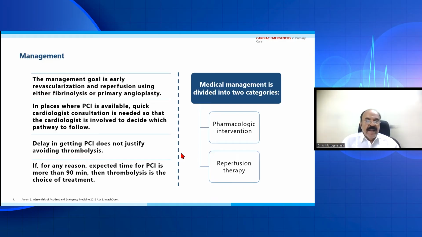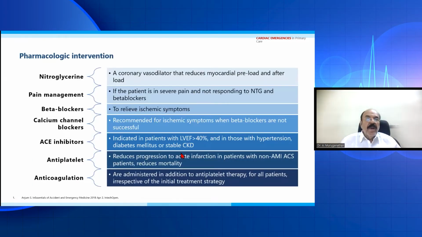For any reason, if the expected time of PCI is more than 90 minutes, then thrombolysis is the choice of treatment, and you can follow with PCI later on. This is called pharmacological intervention and reperfusion therapy. The pharmacological intervention, what are the drugs we can give?